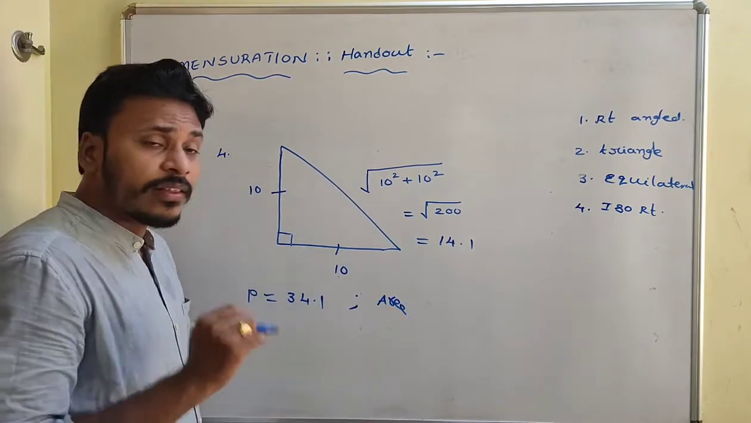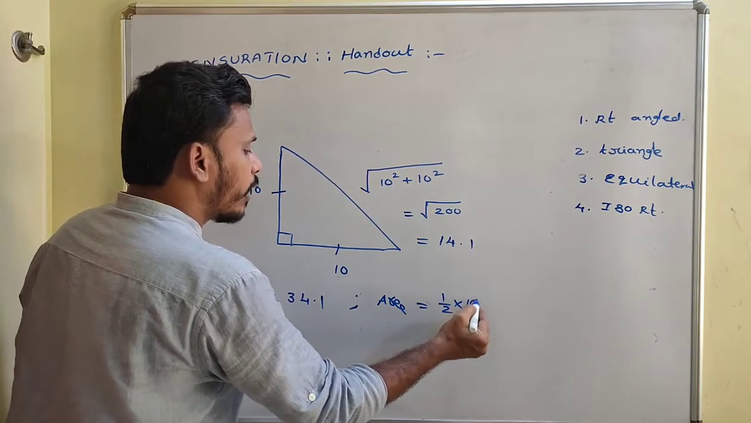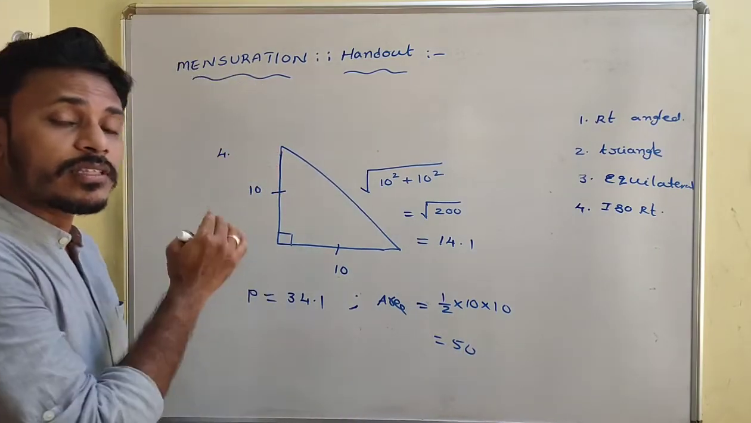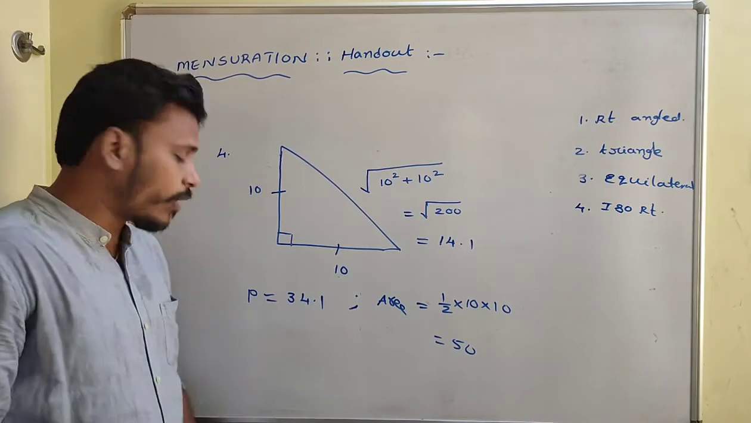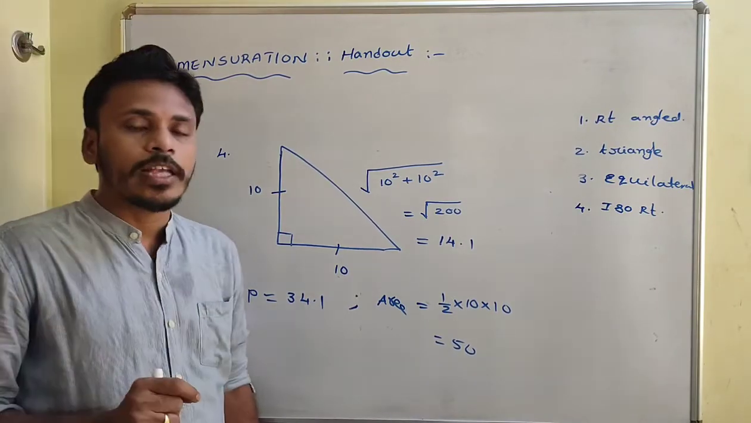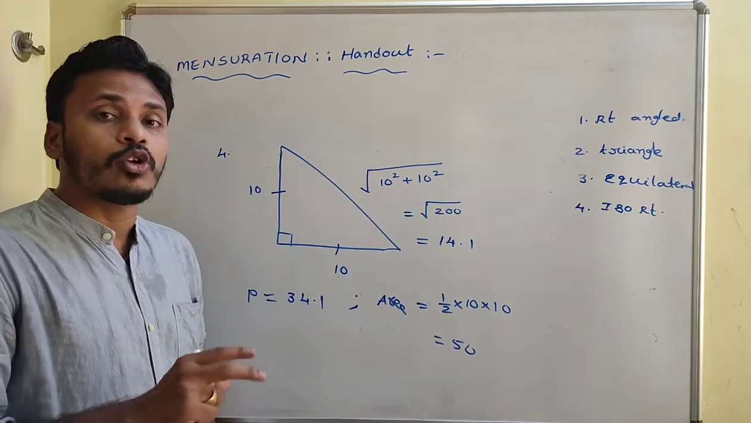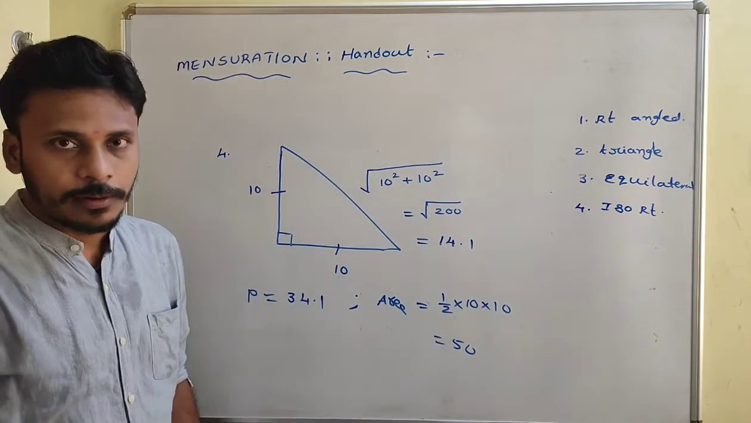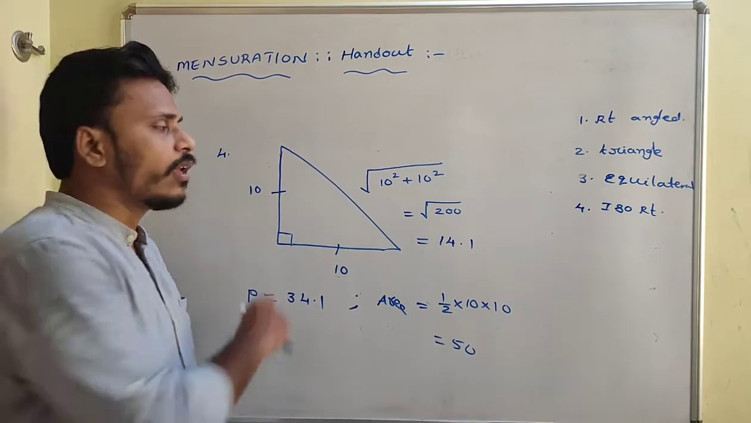And then area. Area is half base into height, half into 10 into 10. When you calculate, you will get 50. So at the end, for this isosceles right angle triangle, area is 50 square meters as well as the perimeter is 34.1. That is the problem related to the isosceles right angle triangle. So at any time, if you face a problem related to the equilateral triangle, you just refer to this third problem which we discussed earlier. If you face a problem related to the isosceles right angle triangle, then you just refer to this particular problem.